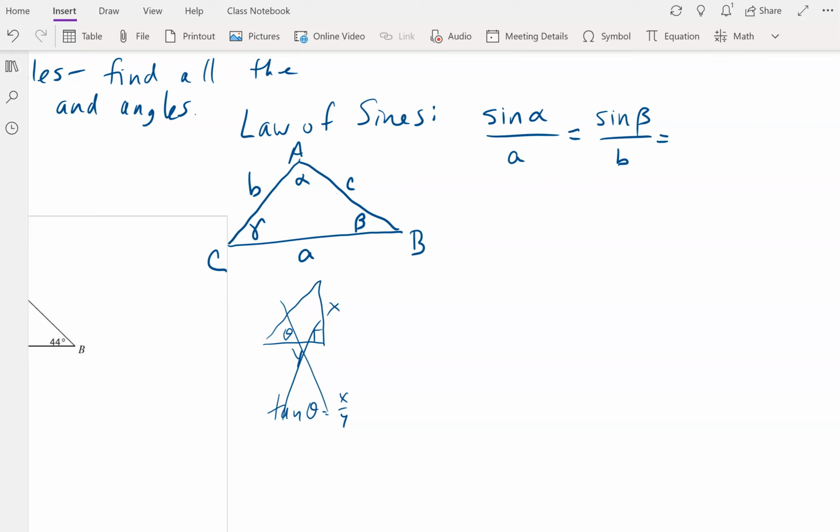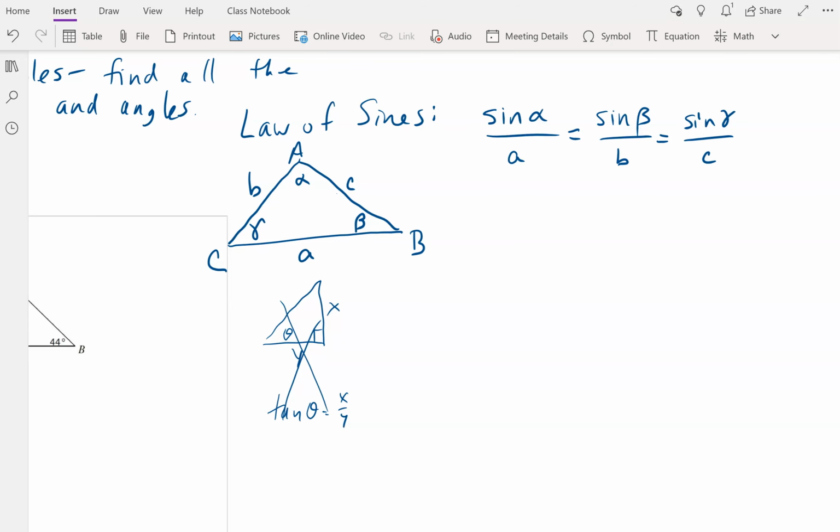And it also has to be the same value as if I take the sine of gamma and divide it by little c. All three of those ratios have to be equal to each other. Now, at any given time, if we're using the law of sines, we're going to use two of them set equal to each other. Which all this means is that we can use any two at any given time and make it work for us.